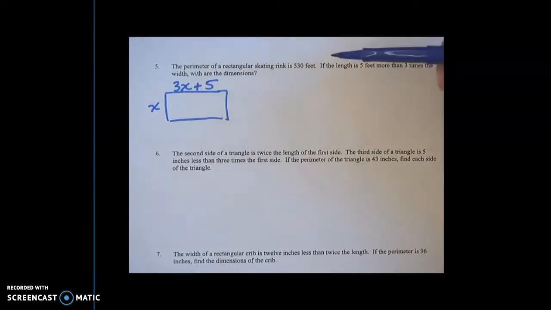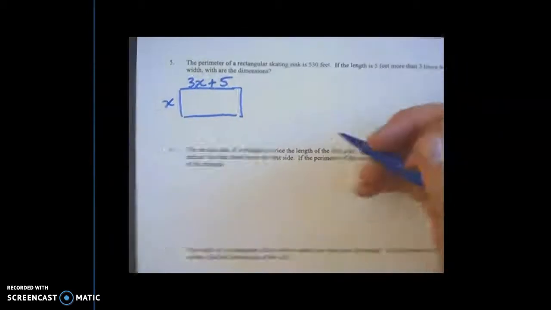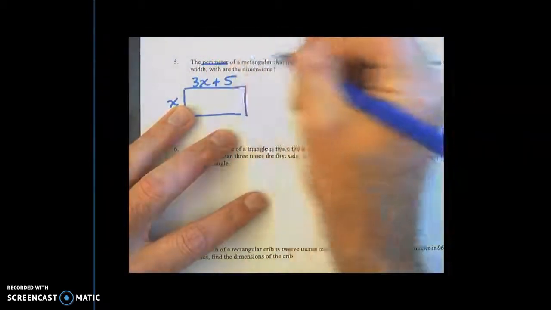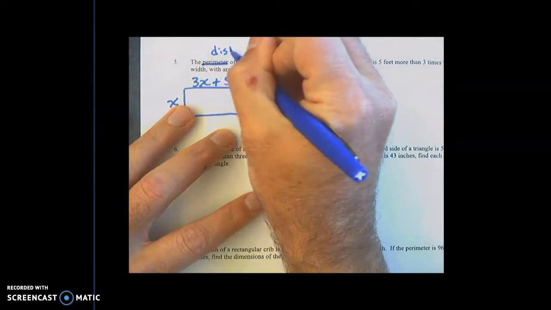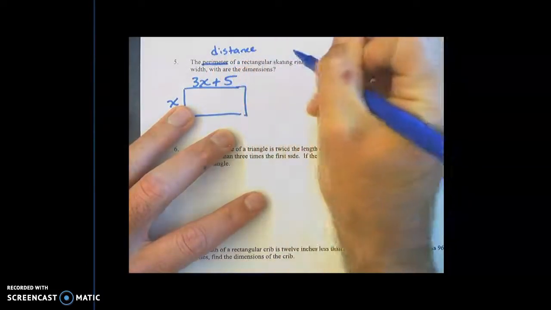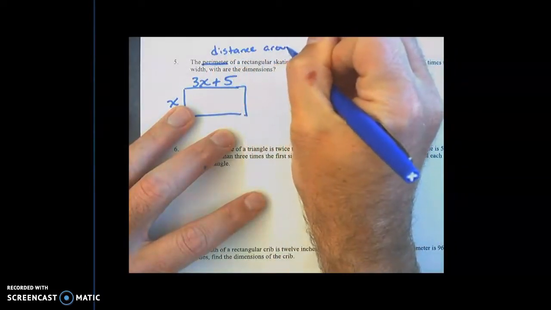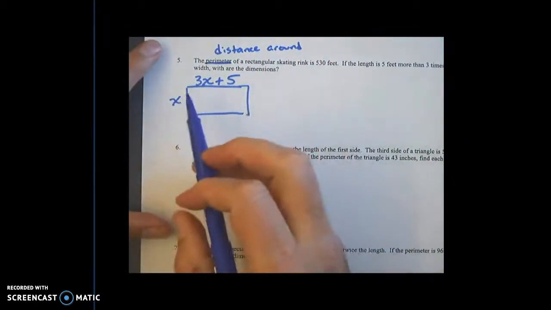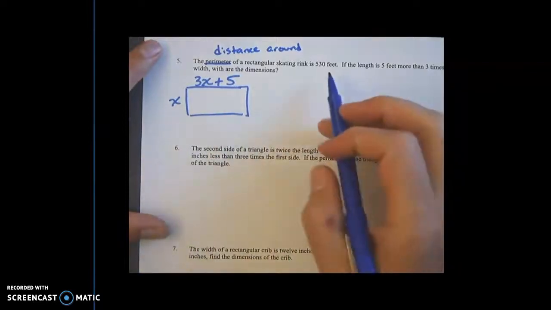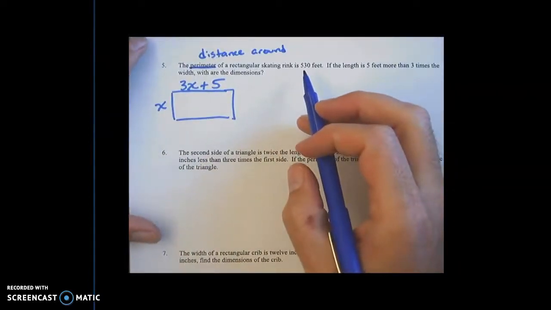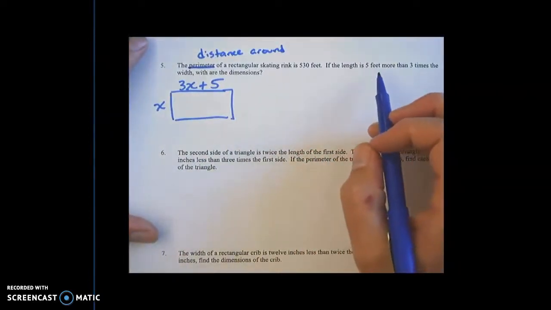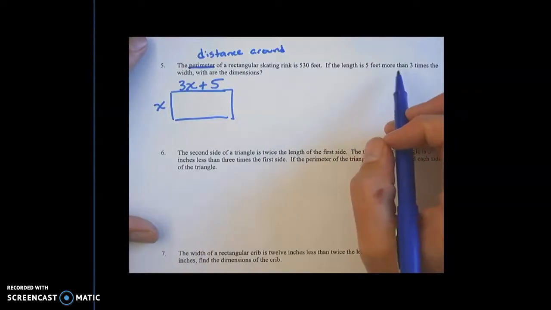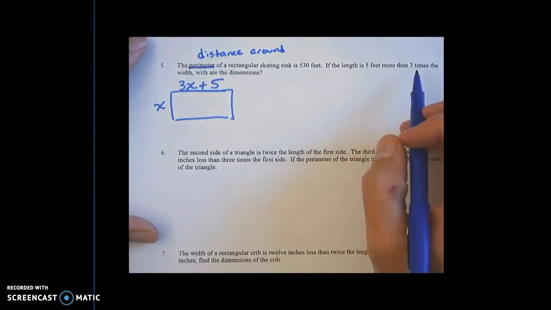It says the perimeter of a rectangular skating rink is 530 feet. So again, perimeter, that means the distance around. And it tells us that the distance around is 530 feet. So I know I'm going to have to add up 4 things because this is a rectangle. It has 4 sides. And that's going to add up to 530 feet. It says if the length is 5 feet more than 3 times the width, what are the dimensions?